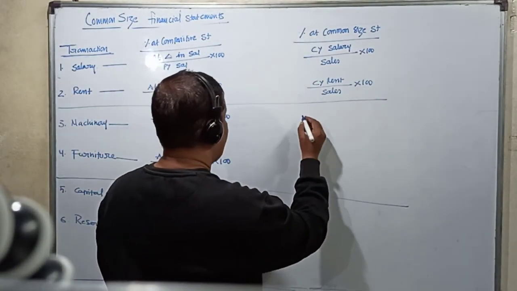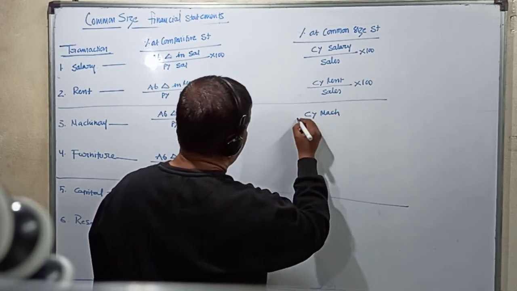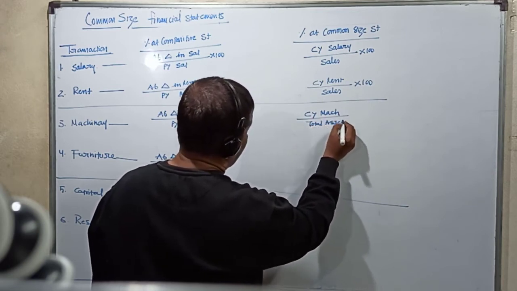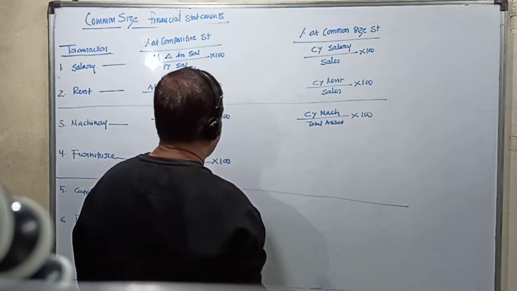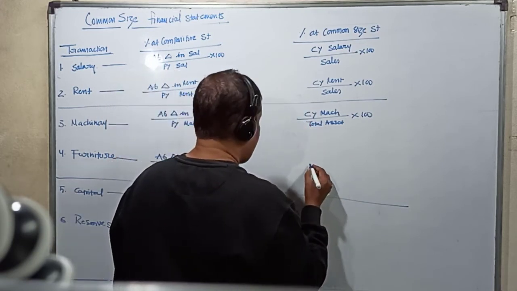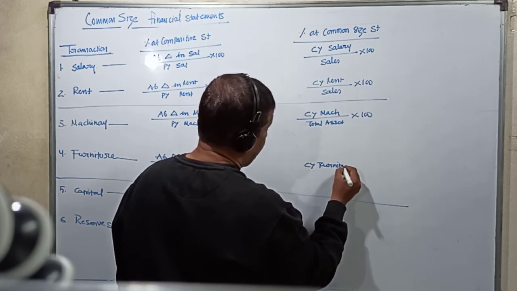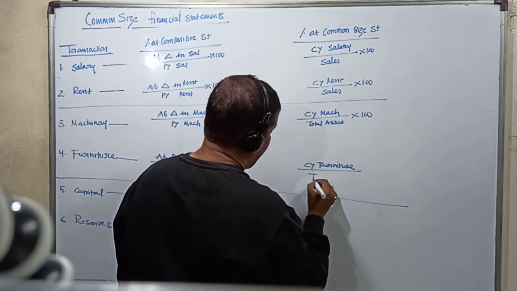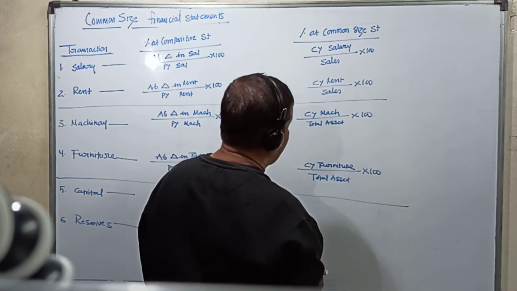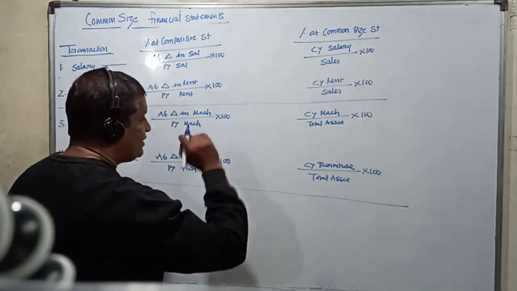Now similarly when you come here, it will be current year machinery amount divided by total asset into 100. For previous year, take previous year machinery amount divided by total asset into 100. Now here it is current year furniture amount divided by total asset into 100. That is how you get the percentage. The way you get it here is different from the way you get it here.